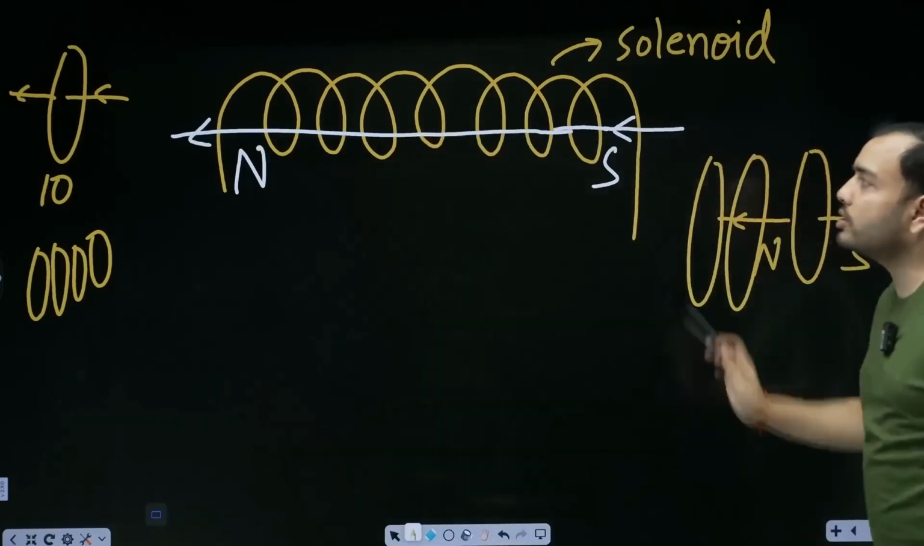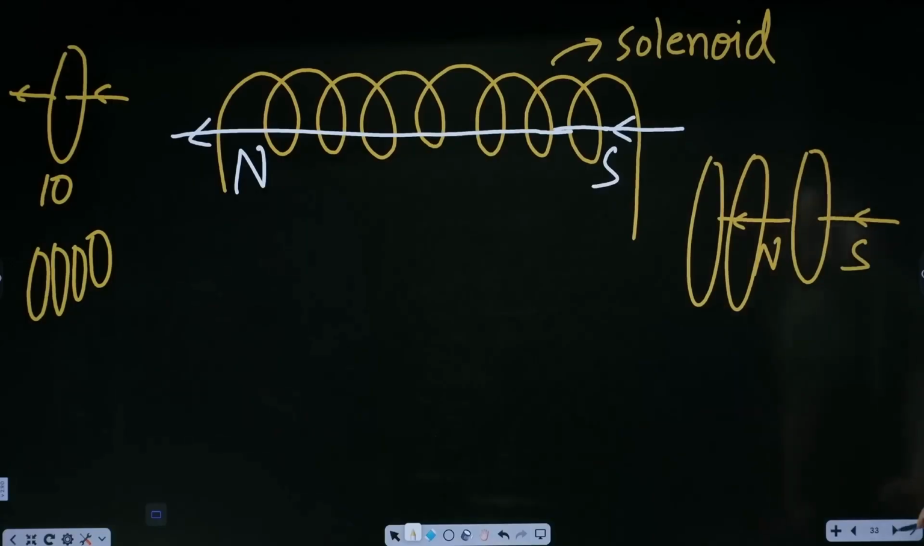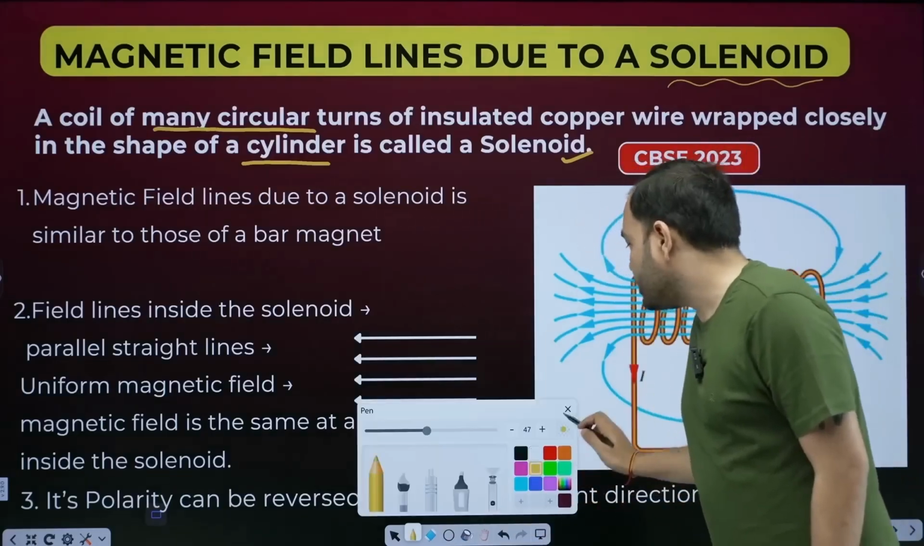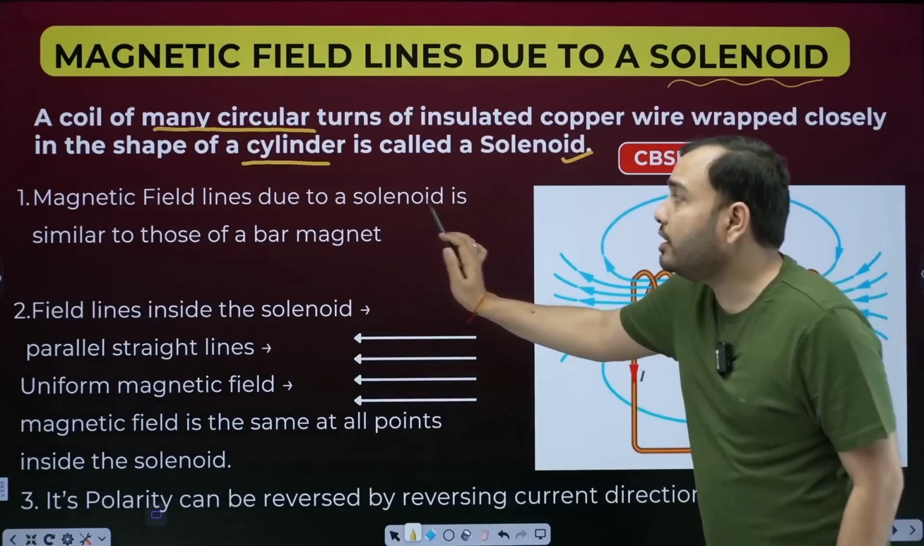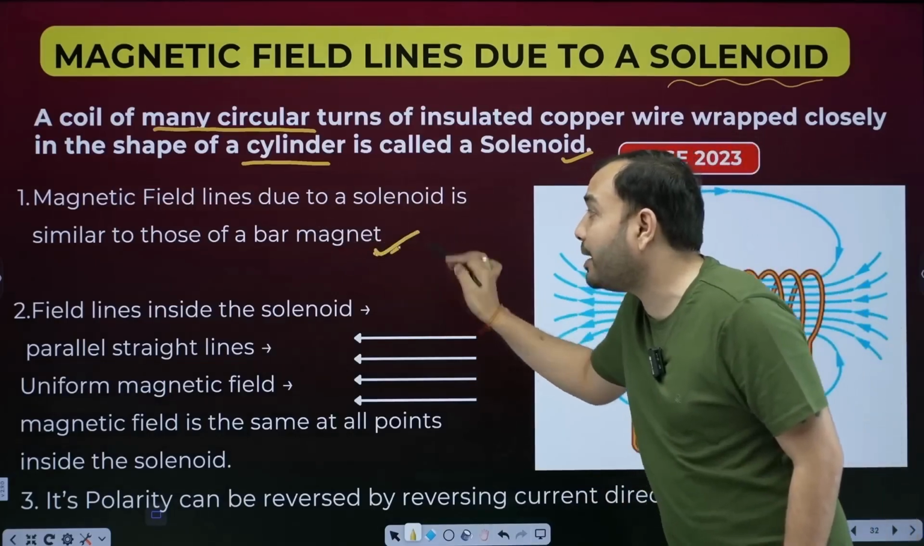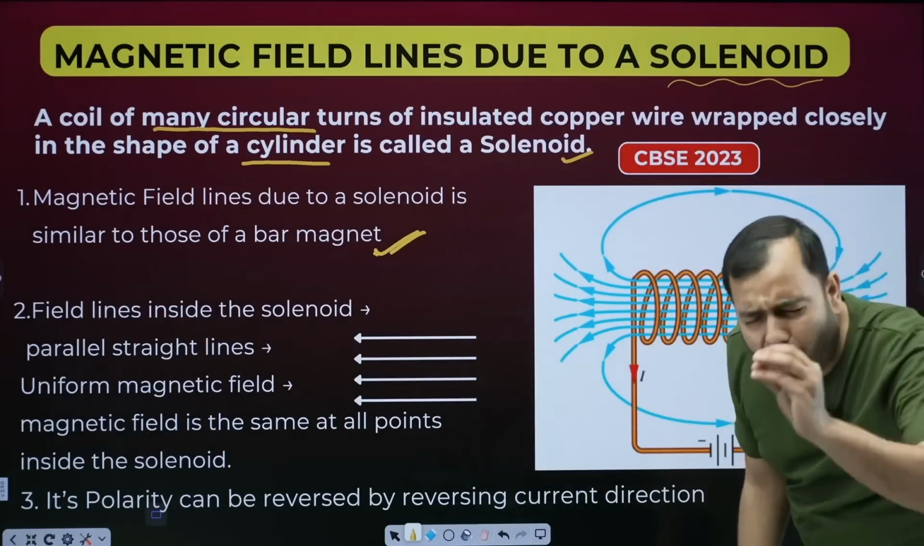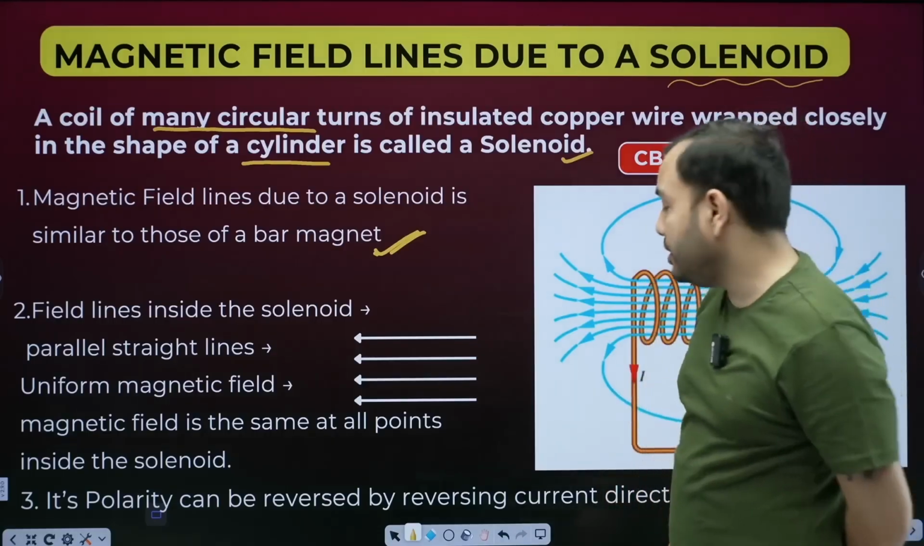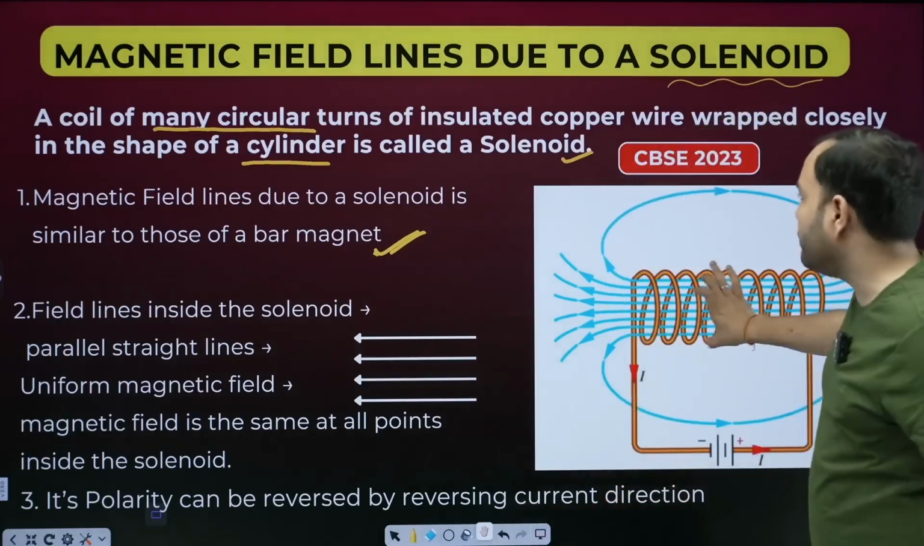So a solenoid also has two poles, south and north. Clear? These things you will see here. The magnetic field lines due to a solenoid are similar to those of a bar magnet. Exactly like a bar magnet. The magnetic field lines are made exactly like a bar magnet. They are a little different. How is it exactly like a bar magnet?